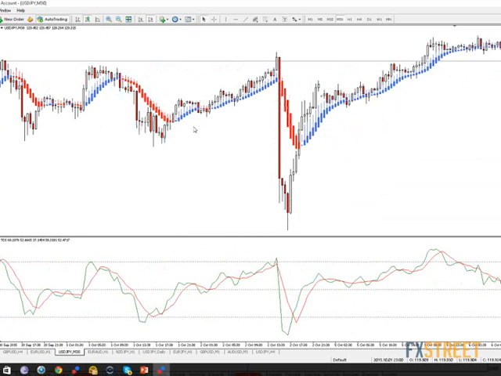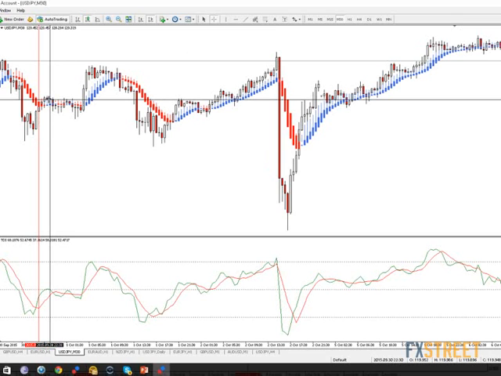Let's see another one. 1, 2, 3. Some drawdown, then 30 pip possible again.